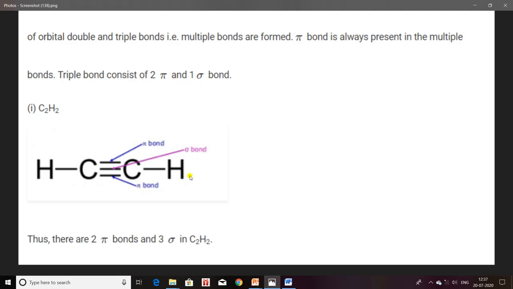But here there is no double bond. So now you have to add these bonds. One sigma, and here also there is one sigma. So in total there are 3 sigma bonds and 2 pi bonds.